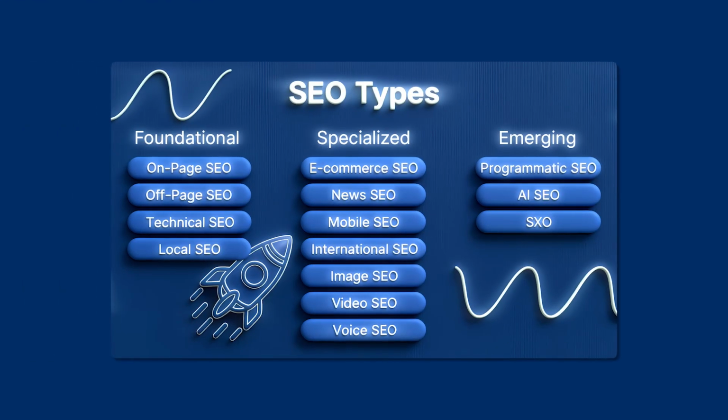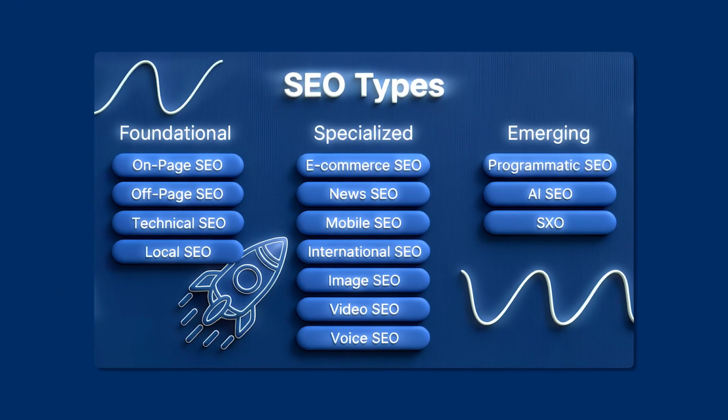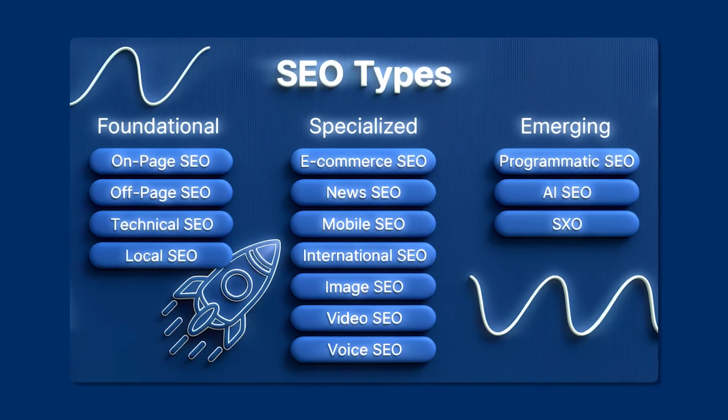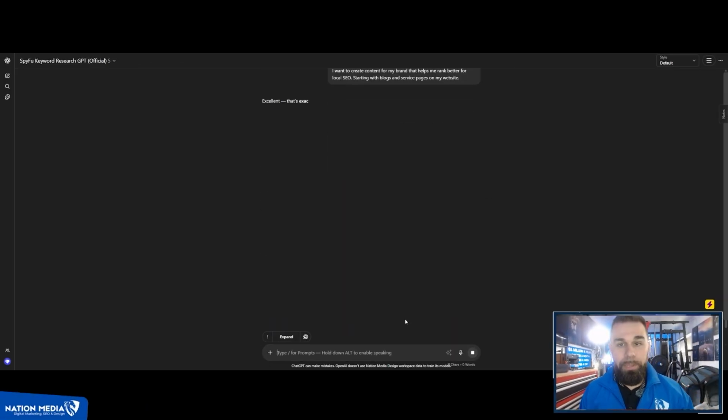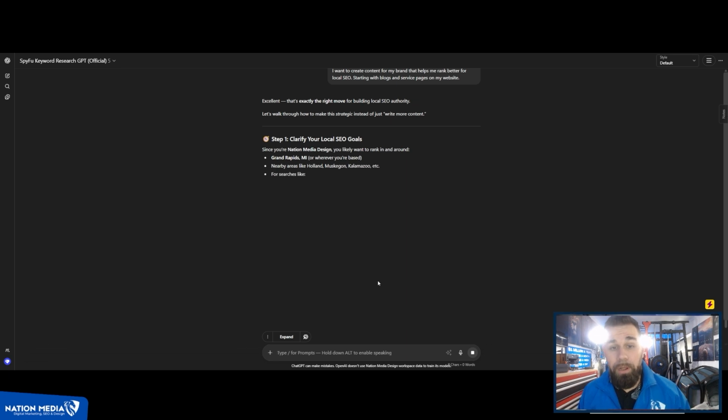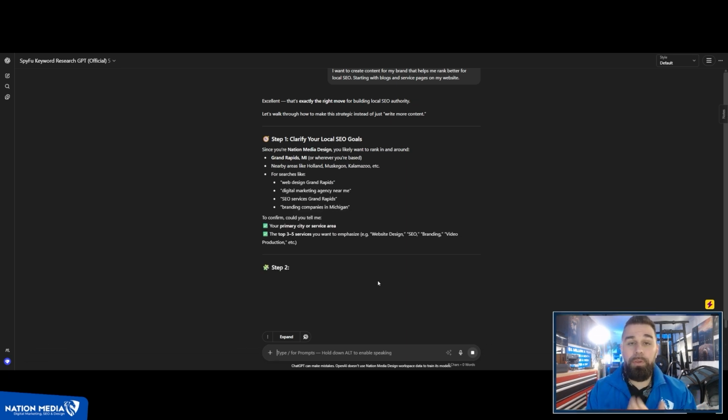There's international SEO, there's product SEO, there's e-commerce. There are so many different types of SEO. The more specific I am, the better. So feeding it that information, we'll walk into the next prompt and it's going to ask me some more specific questions based on how you chose to guide it.